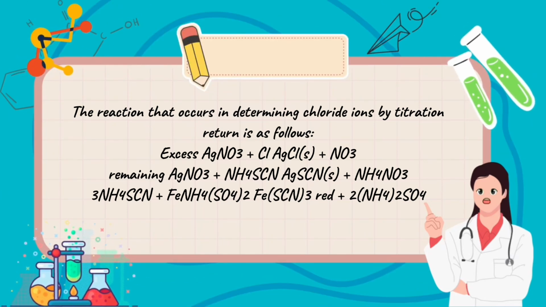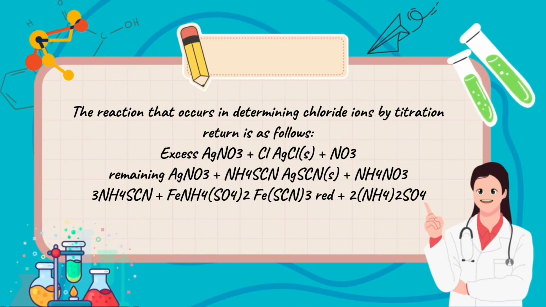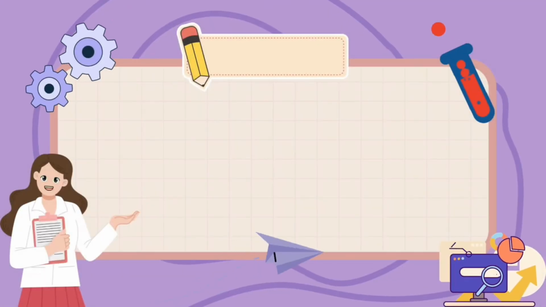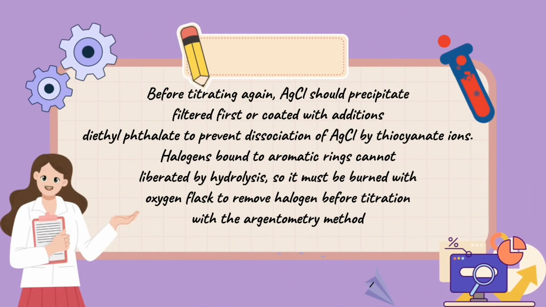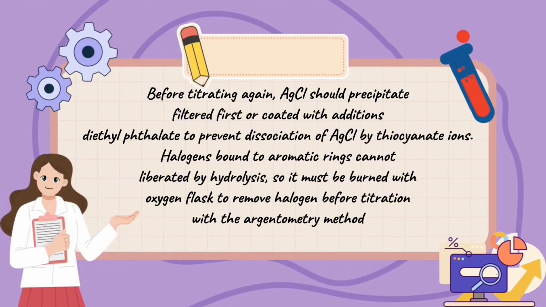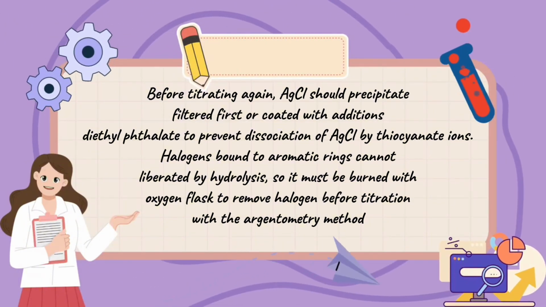Then 3 NH4SCN plus Fe(NH4)(SO4)2 gives Fe(SCN)3, which is red, plus 2 (NH4)2SO4. Before titrating again, the precipitate should be filtered first or coated with additions such as diethyl phthalate, to prevent dissociation of the precipitate by thiocyanate ions.